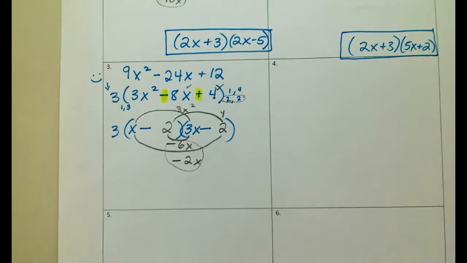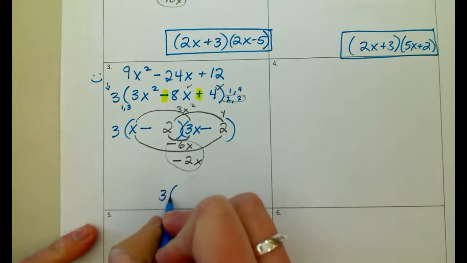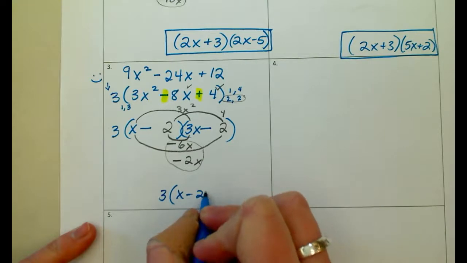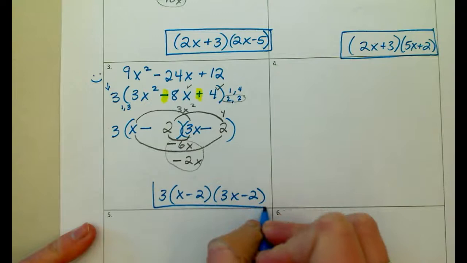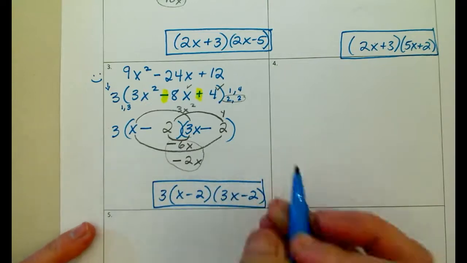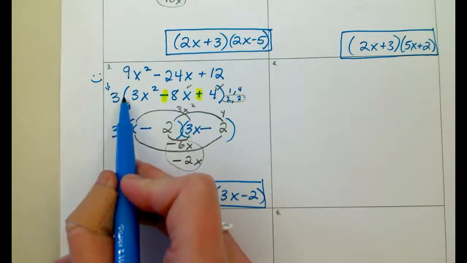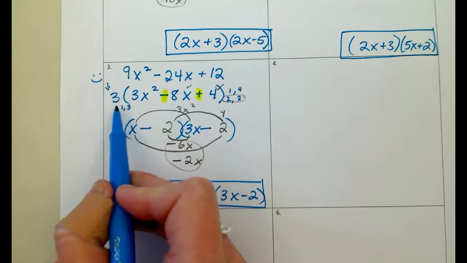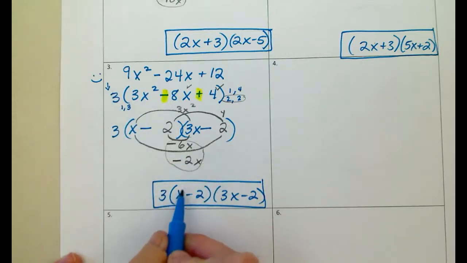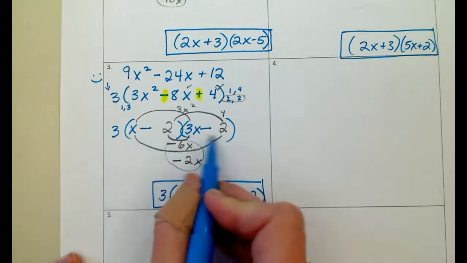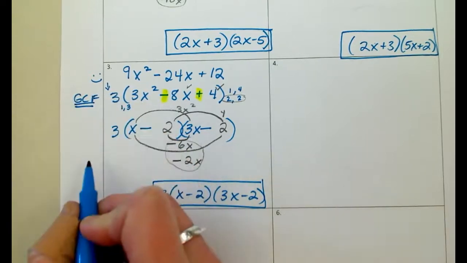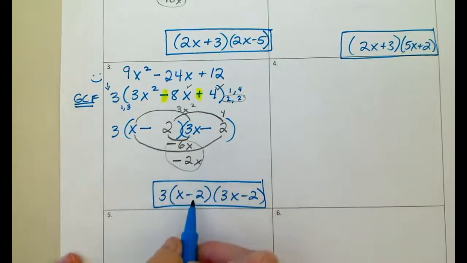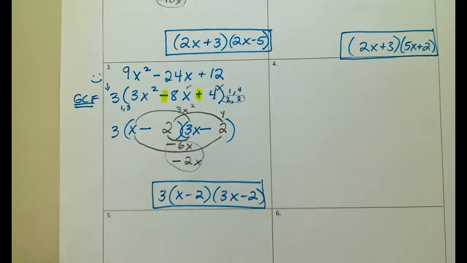So I'm going to write my final answer as 3 times x minus 2 times 3x minus 2. And this one is fully factored. Notice if you would have forgotten to take out your GCF in the beginning, just like yesterday's lesson, we would have had to factor it out at the end out of one of our factors. So always factoring GCF first helps us out because if we don't factor it out in the beginning, we have to factor it out in the end because the instructions say to factor completely.